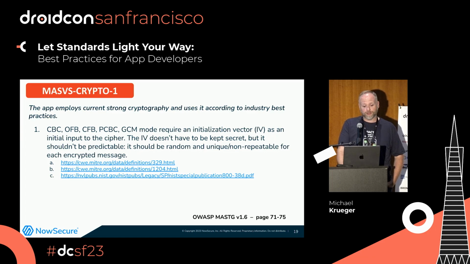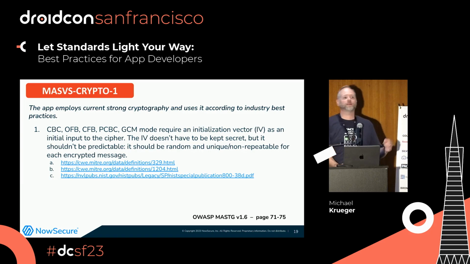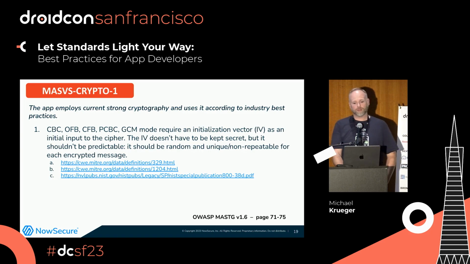However, if you're using CBC or GCM, which are considered secure modes of cryptographic operation, and you do not use a properly random initialization vector, you know what that does? That reduces your security to the equivalent of ECB. So now what was looking like a secure cryptographic operation is now not. This is one of the most common issues we find. One of the most common.